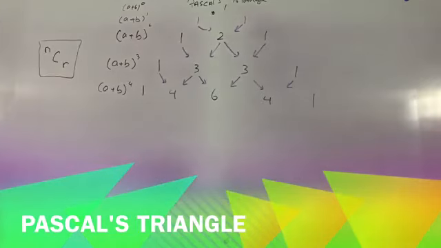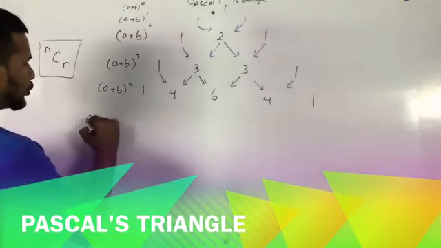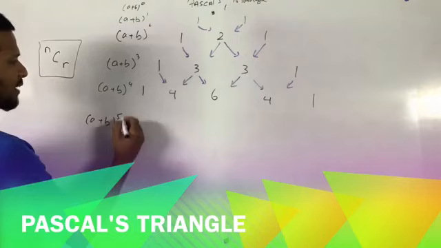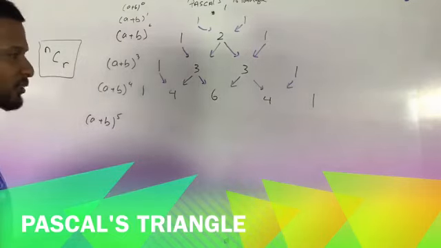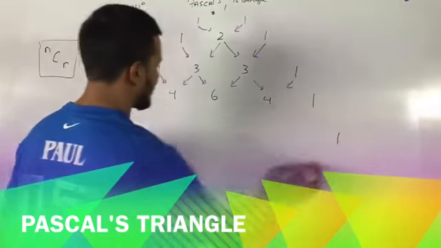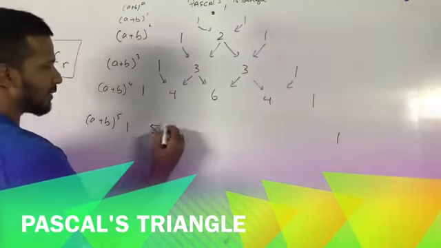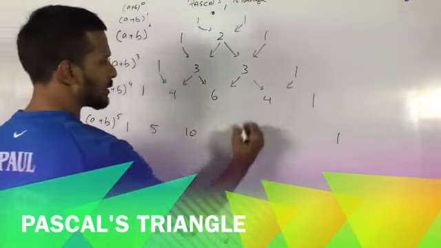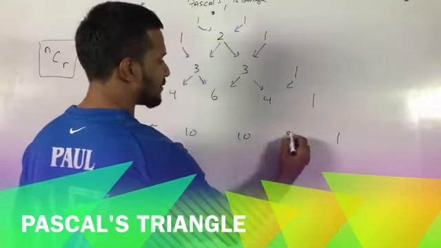Right? So let's do A plus B to the 5. Give that a quick minute. Do it fast. Right, minute up. So you put the 1s on the outside. 1 plus 4 is 5. 4 plus 6 is 10. 6 plus 4 is 10. 4 plus 1 is 5.